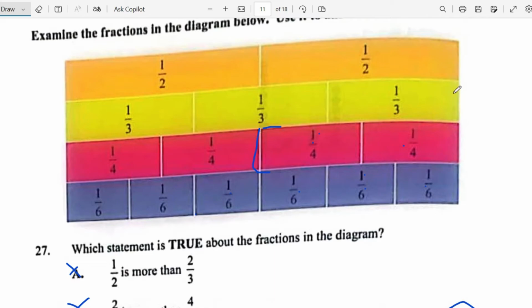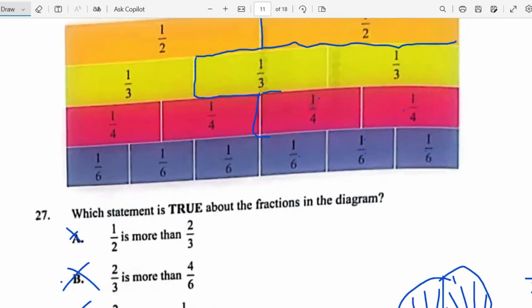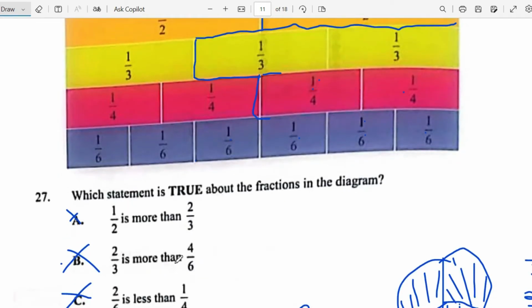If we look here in the diagram, we see 1/3 here, 1/3 plus 1/3, that's 2/3. So here would be 2/3. And clearly we can see that 2/3 is not more than a half, because here is a half. So therefore that would be incorrect. Next, 2/3 is more than 4/6. That is also not correct.